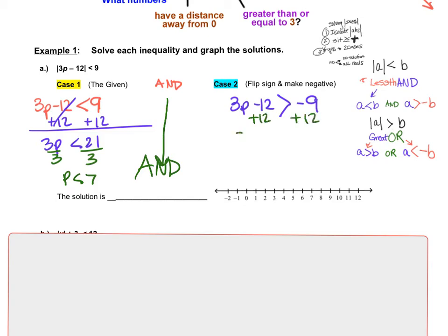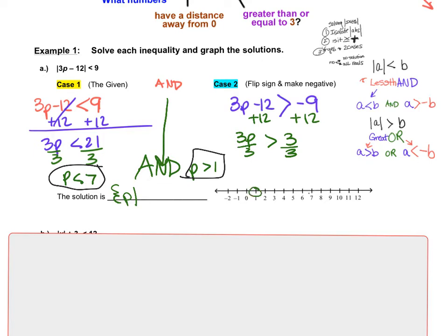Add 12. 3p is greater than 3. Divide by 3, not by p. P is greater than 1. So the solution, remembering set builder notation, is that all the values of p such that, now let's look at this, p is less than 7 and p is greater than 1. If we wanted to graph it, we would go greater than 1, goes this way, open circle. Less than 7, open circle, goes this way. Notice it's shading in between because it's an and inequality, and so there is an intersection.